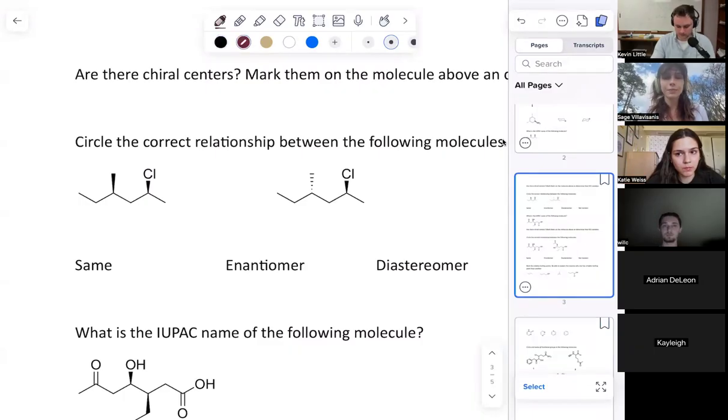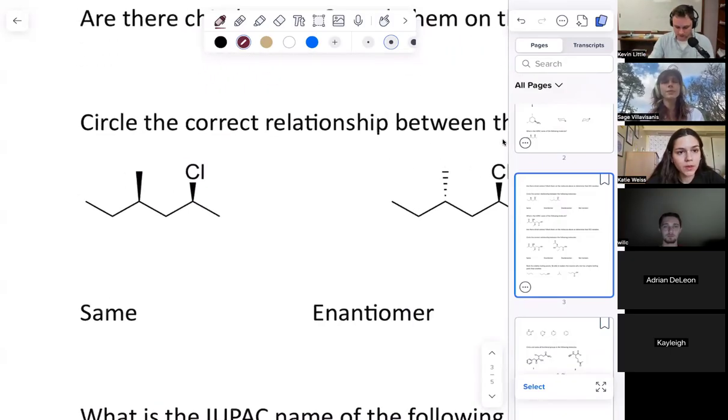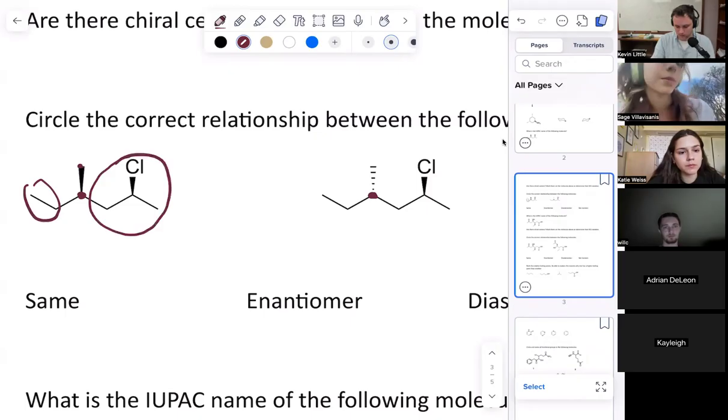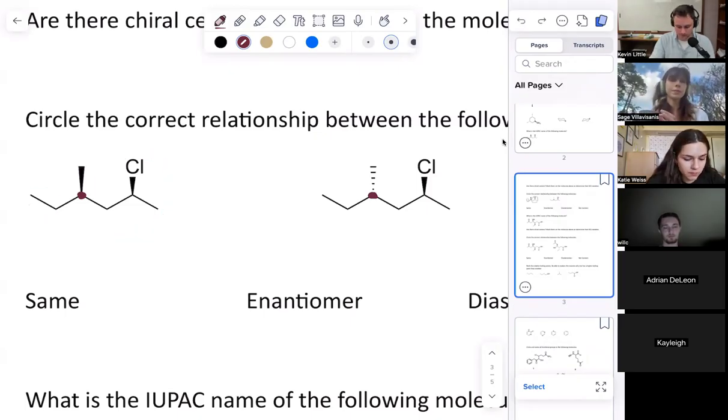Okay, so that's a worthwhile question, right? So let's look at these first stereo centers and compare them, right? So they're stereo centers, they're connected to four different things. There's a methyl group, an ethyl group, and this whole group, no two groups are the same. So this is a chiral center. That counts for us.